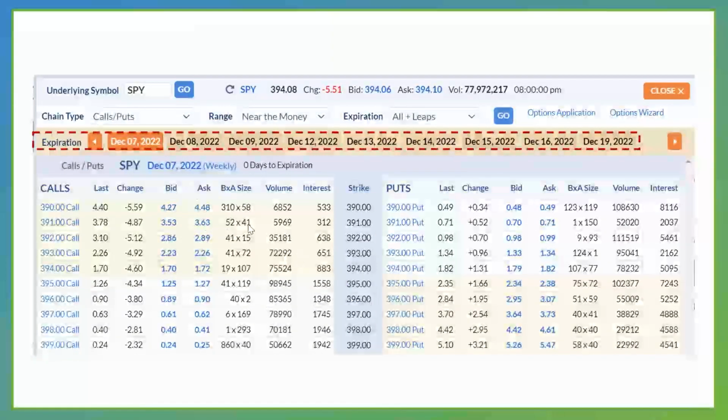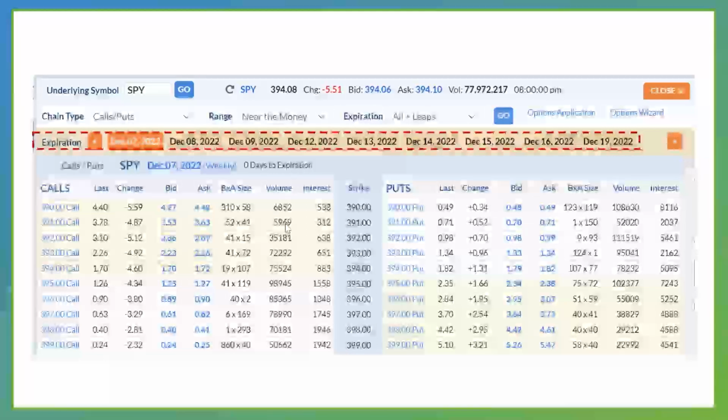We also have, on the first trade platform, the expiration dates at the top, and you can choose different expirations based on your directional view for the SPY.